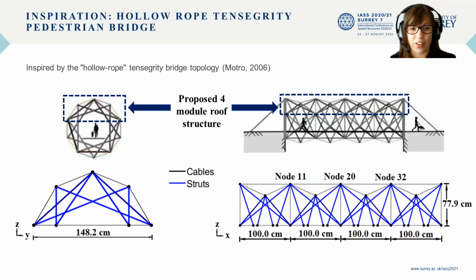So, deriving the topology from the hollow rope tensegrity bridge by Motro in 2006, using the top portion of the hollow tube, can this be made into a roof structure? We're going to be looking more at changing the shape rather than deployability. It's about 150 centimeters wide and 400 centimeters in length, with each module being approximately 100 centimeters.